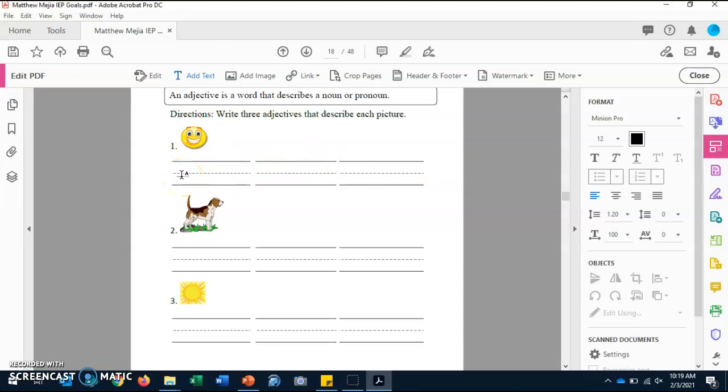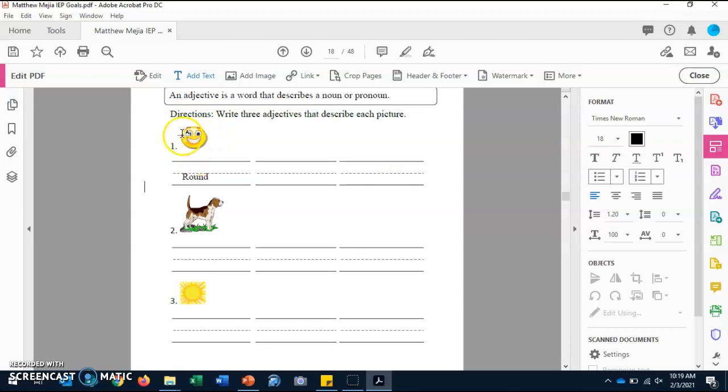So for our first one, I'm going to help you out, and I will do this one. I'm going to put round. We are describing this picture right here, and we know this picture is round. Now for the rest, you will do on your own. Just remember what we talked about, what you see in this picture.